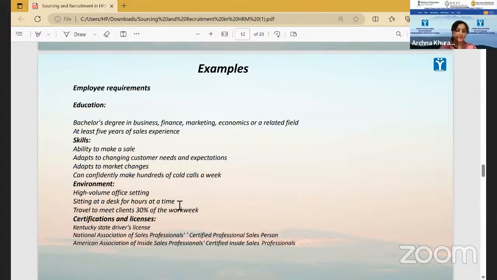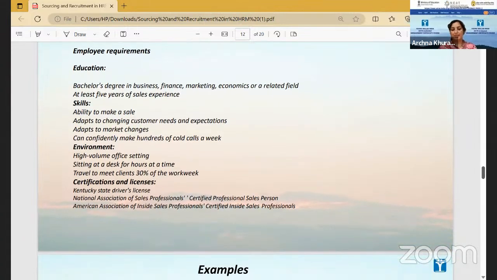so people who have some medical problems, some backache problems, some other problems, they should not apply for these jobs. That is the whole reason for writing down all these things. Travel to meet clients 30% of the work week, so you can really see and assess how much time the person will have to utilize in terms of travel. They would be moving out so that they can plan their week or month ahead.